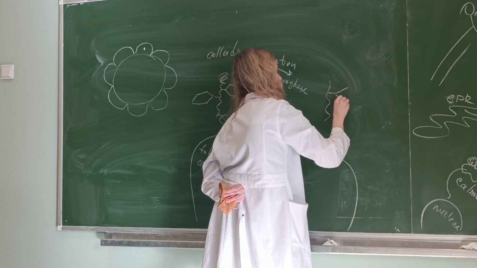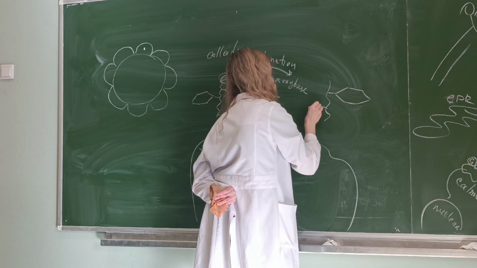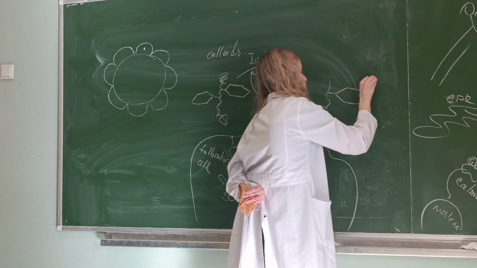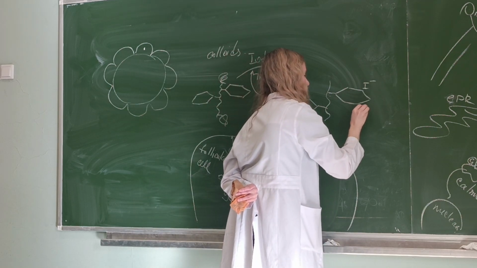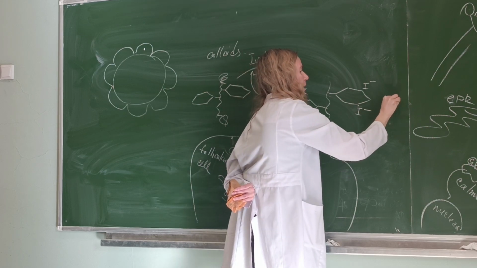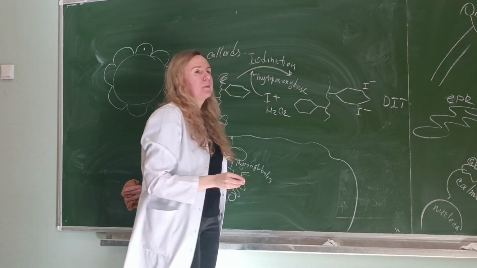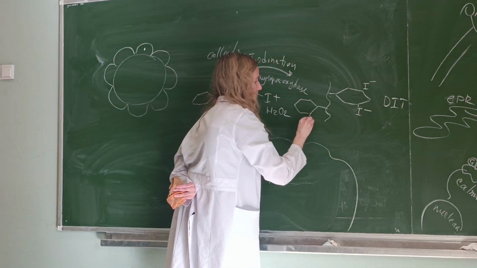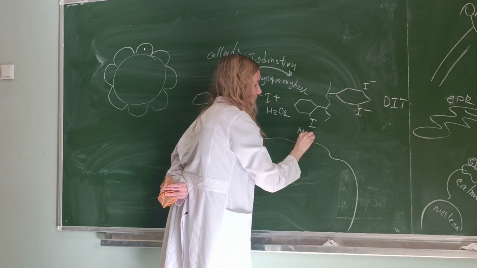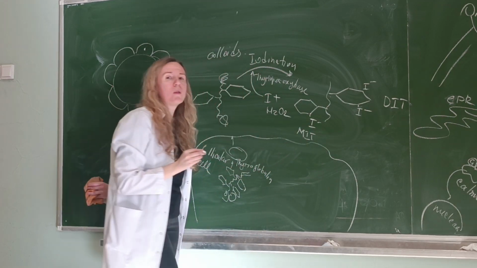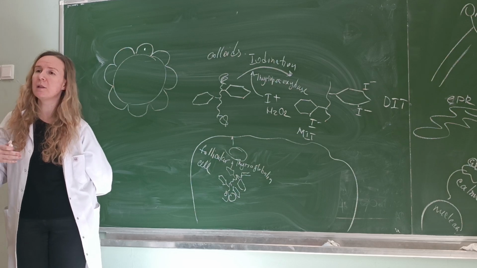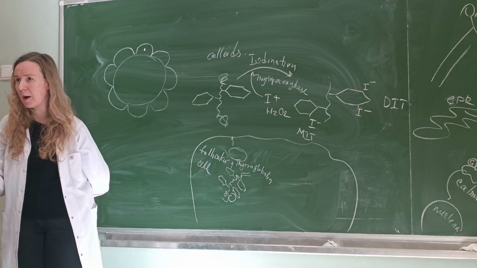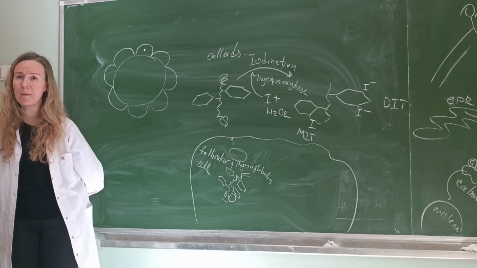So it is understandable that we can get DIT, diiodotyrosine, and MIT, monoiodotyrosine. So if we add 2 iodine to tyrosine, it will be DIT. If we add only 1, we will get MIT.